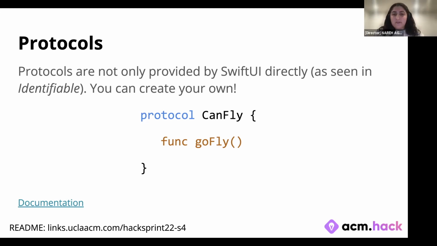For example, for this protocol, we're going to have a CanFly protocol. The function that anything using this protocol will need to have is goFly. We're not telling anything that's going to be using this protocol how to implement goFly, but they need to know that they have it. There's also a link to some more documentation if you would like to get really in depth, but we're just going to talk about how it's applicable. We're going to go into it a little more, but that's just for reference.